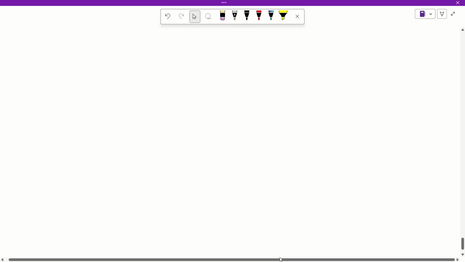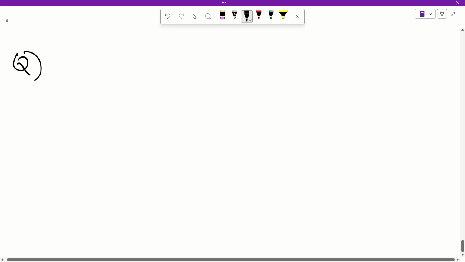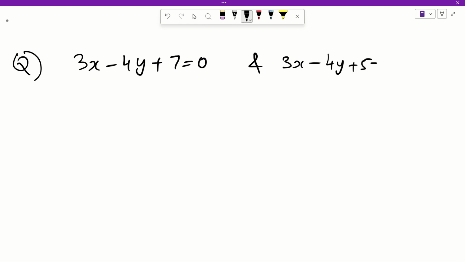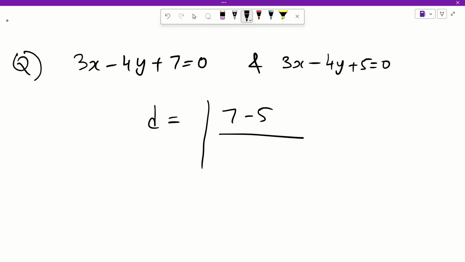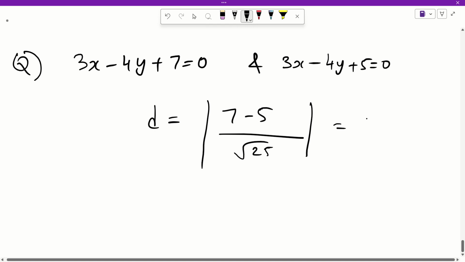Next question. Let us do a question on parallel lines, to find the distance between two parallel lines. Find the distance between the parallel lines 3x minus 4y plus 7 equal to 0 and 3x minus 4y plus 5 equal to 0. Okay, simple question, direct question. d is equal to mod c1 minus c2, 7 minus 5 by root of a square plus b square, root of 25, right? 2 by 5, right? Okay, good question.